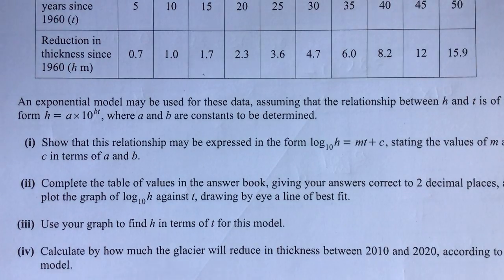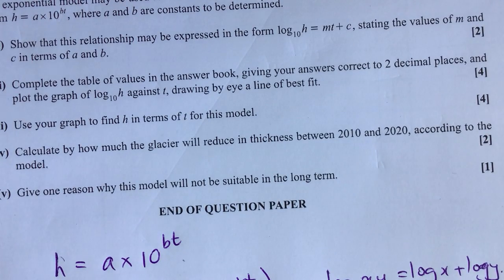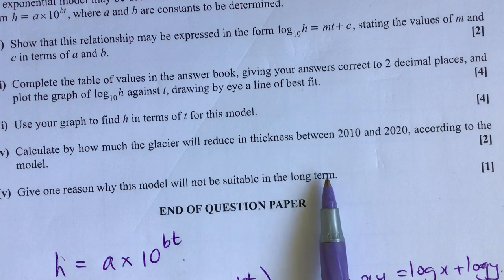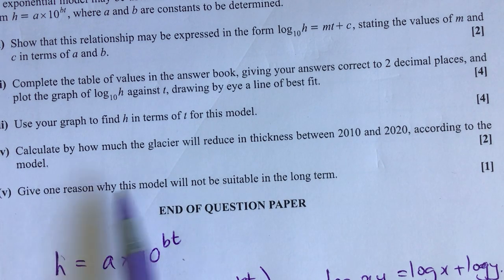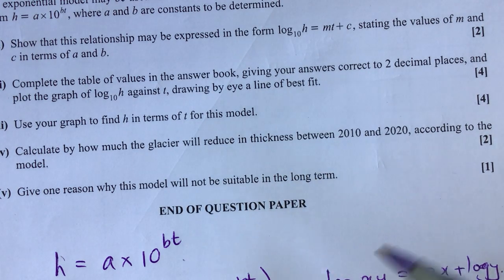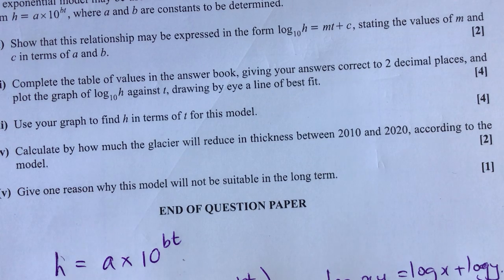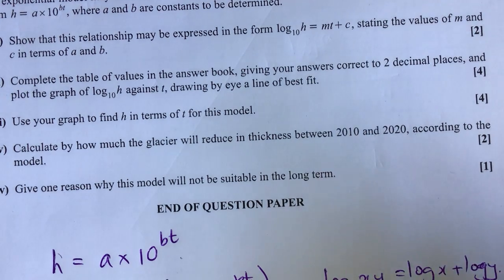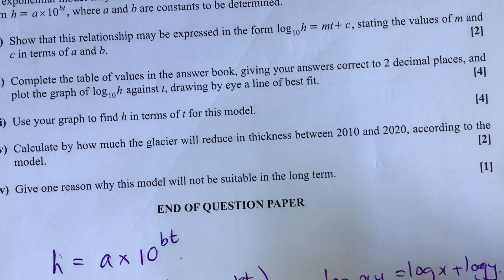And the last question says, give one reason why this model will not be suitable in the long term. Okay, and what you'll find is that in the long term, it's going to continue to get thinner and thinner, which is obviously not possible. There will come a limit where it's disappeared, it can't get any thinner. Okay, thank you.